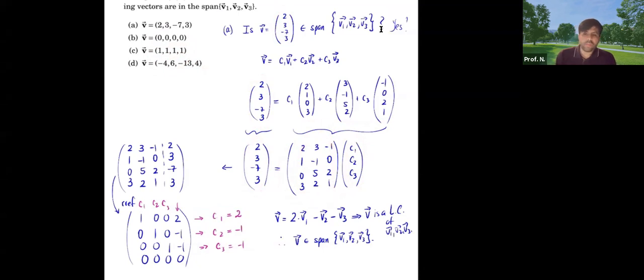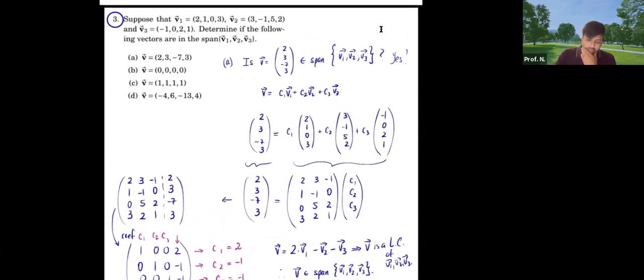Yeah, for span, that's what span is. Span is asking whether the vectors can be expressed as a linear combination of the vectors that you're considering. Span is all possible ways of writing vectors as linear combinations. Okay, so A is good.